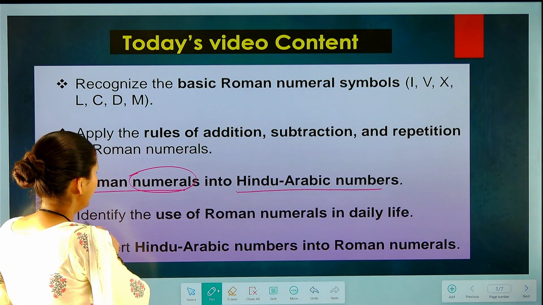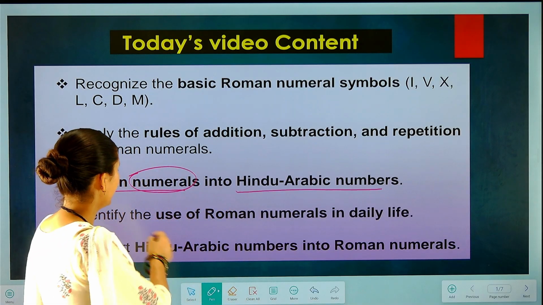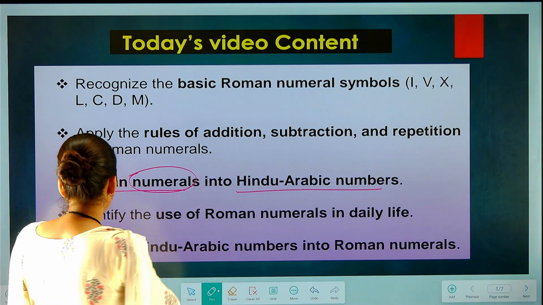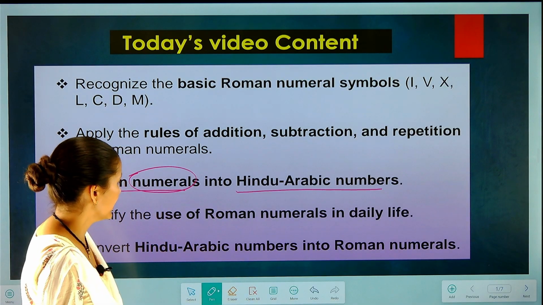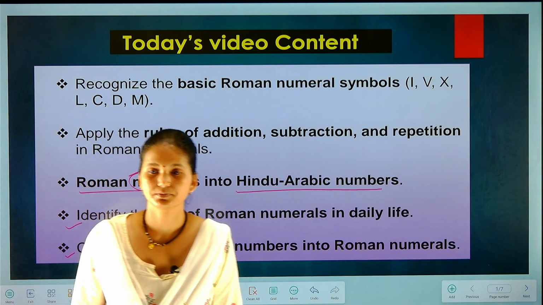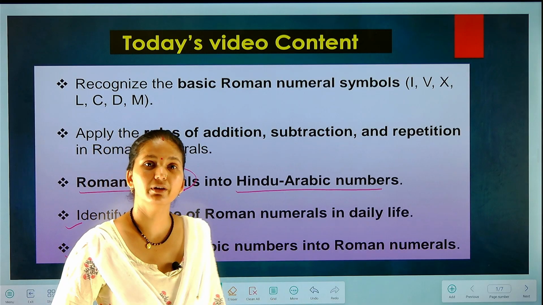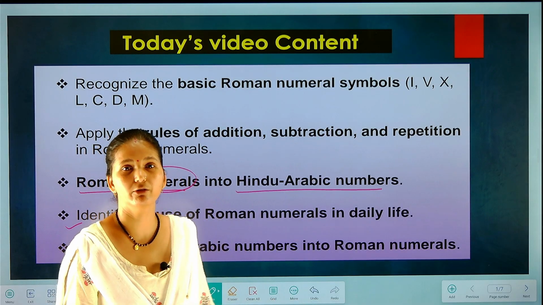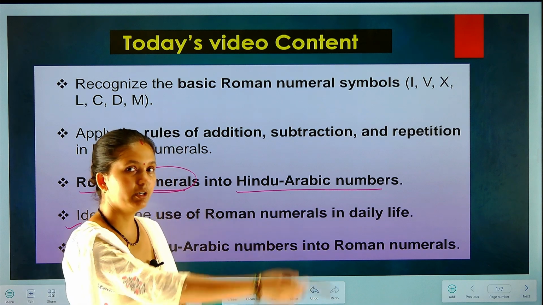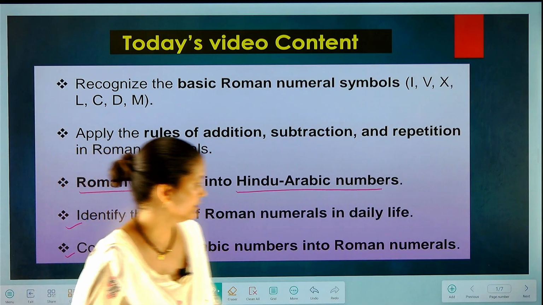Next, identify the use of Roman numerals in daily life. Means we use Roman numerals many times in our daily life, so we will see that in this video. Then convert Hindu Arabic numbers into Roman numerals. Means we will have Hindu Arabic numbers like 123, 394, and we have to convert them into Roman numerals. Got it? So let's start.